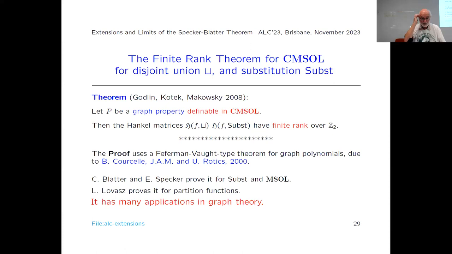And then what we showed in my seminar is: let P be a graph property which is definable in counting modular monadic second order logic, CMSOL, then the Hankel matrix for disjoint union or substitution or some other operations has finite rank. So we extended the logic part to this. And the proof uses a Feferman-Vaught-type theorem for graph polynomials, which I proved with Bruno Courcelle and my former student Rotics, which can be applied to Hankel matrices, but all this was not known when Specker left the question.